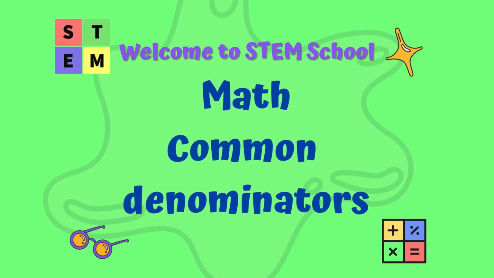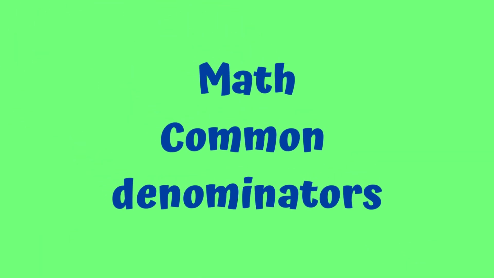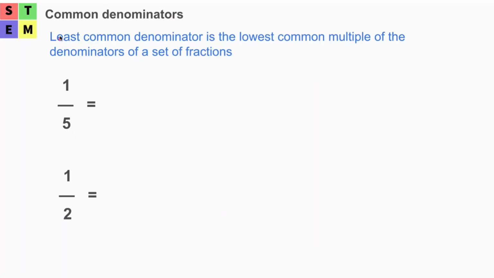In this lesson, we are going to learn common denominators. We have two fractions here, and our goal is to find the least common denominator of 1 over 5 and 1 over 2. So what's the least common denominator?